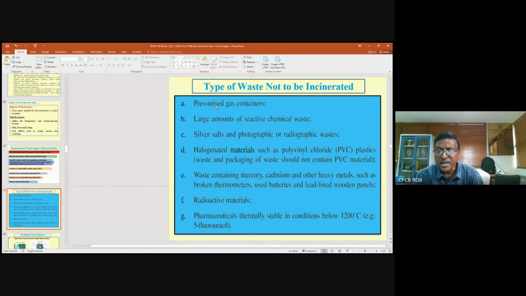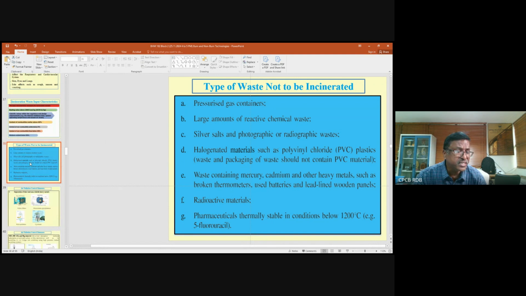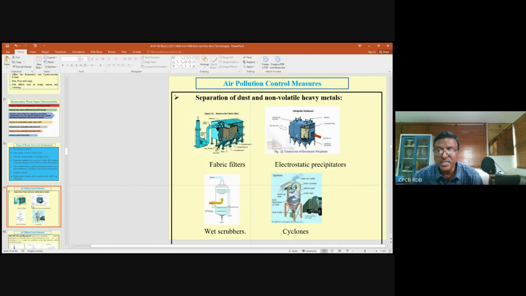Waste containing mercury, cadmium, and other heavy metals, such as broken thermometers, used batteries, and lead-lined wooden panels, cannot be incinerated, because otherwise they cause toxic emissions of mercury, cadmium, and other heavy metals into the atmosphere. Radioactive waste cannot be incinerated at all. It has to be disposed of in accordance with the Atomic Energy Regulatory Board guidelines. Pharmaceutical waste generally has to be disposed of at high temperatures, around 1020 degrees centigrade, by incineration or plasma pyrolysis.